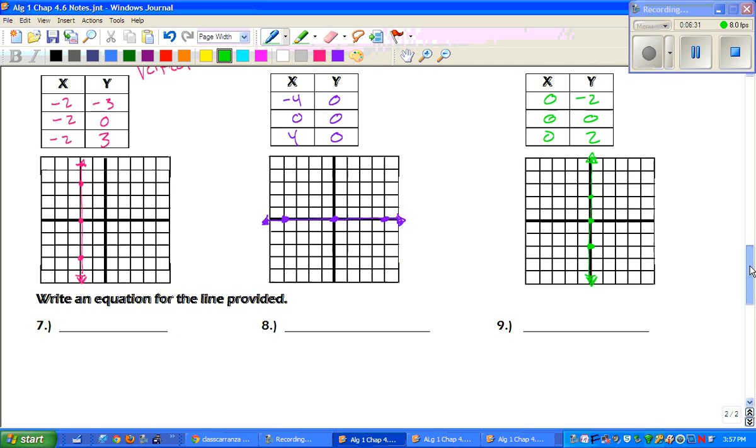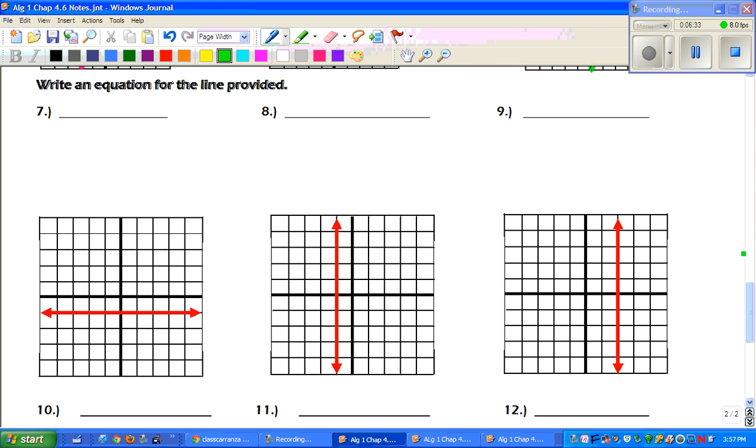Let's take a look at the next part. The next part's telling us to write an equation for the line provided. A couple different things we can do here. The first thing we're going to do is pick 3 points that are on the line. So there are my 3 points. My first one is (3, -1). My next one is (0, -1). Positive (2, -1). Take a look.